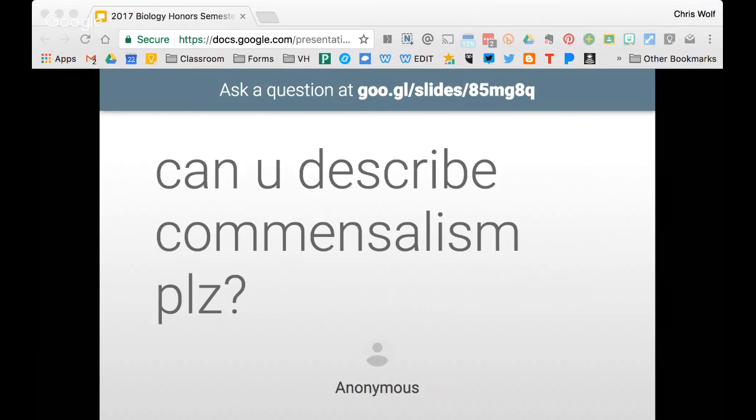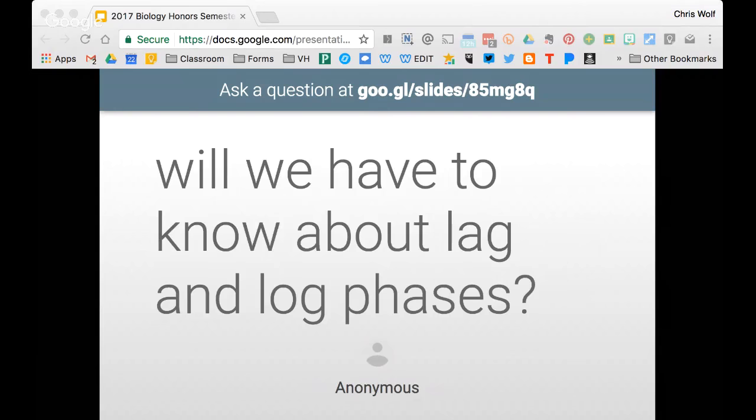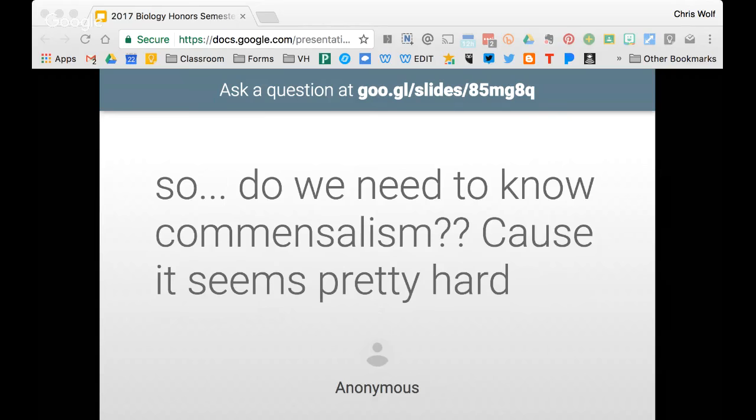Do we have to know about the lag in log phase? No, you should know about the difference between the exponential growth part of population growth and then the stationary part of growth where you hit the carrying capacity. So do we need to know commensalism? Because it seems pretty hard. You do need to know it. And if you just know that commensalism is one benefits, the other is not affected, you should be able to apply that to a certain scenario.